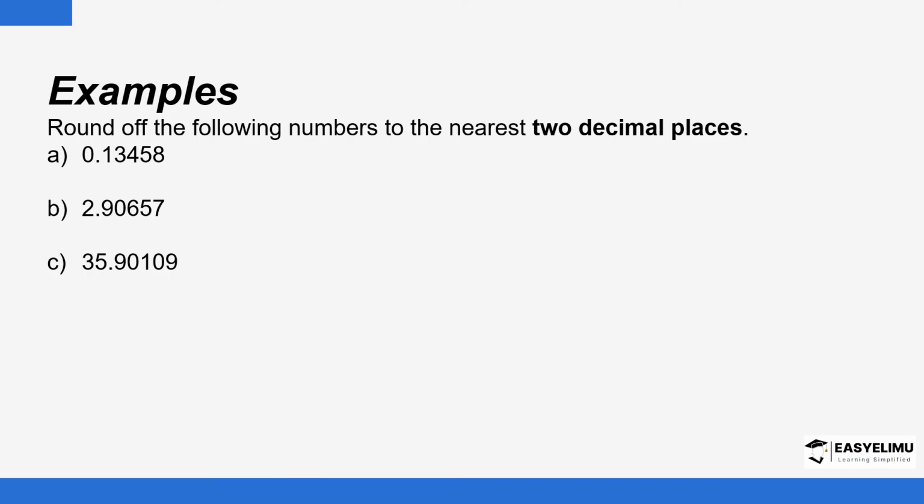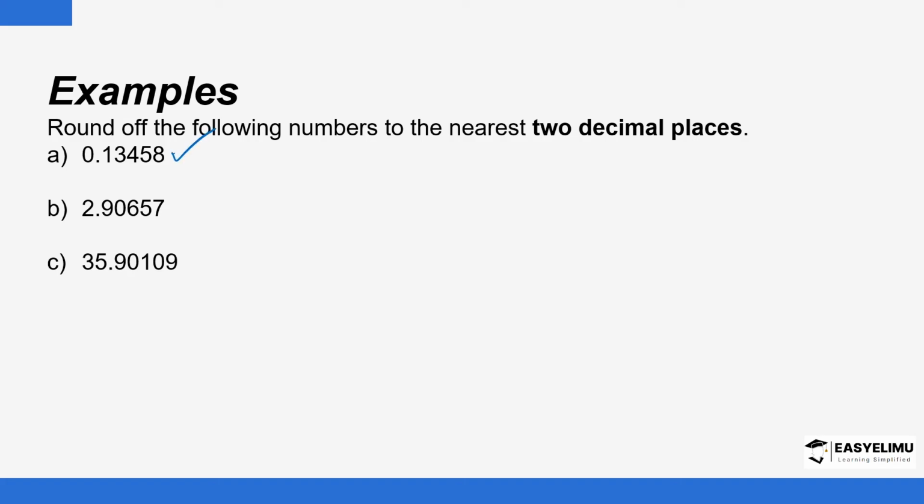So we have these examples here. Round off the following numbers to the nearest 2 decimal places. So we want to start with the first one, that is part A.